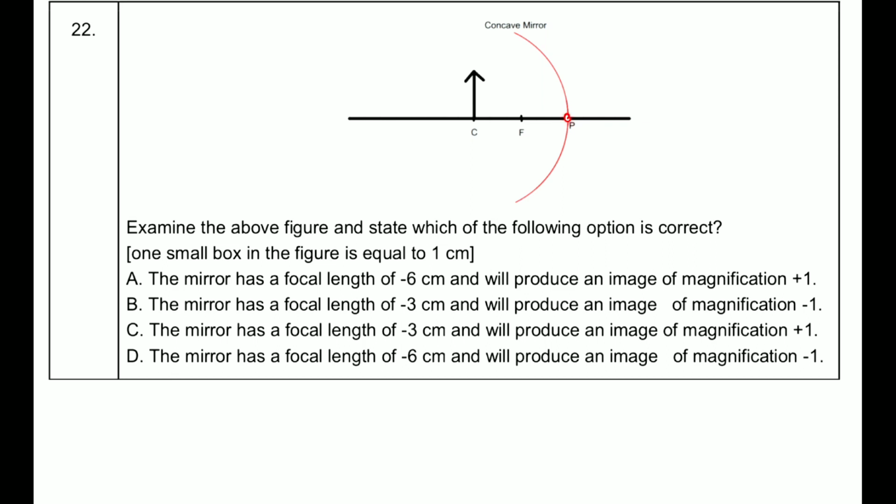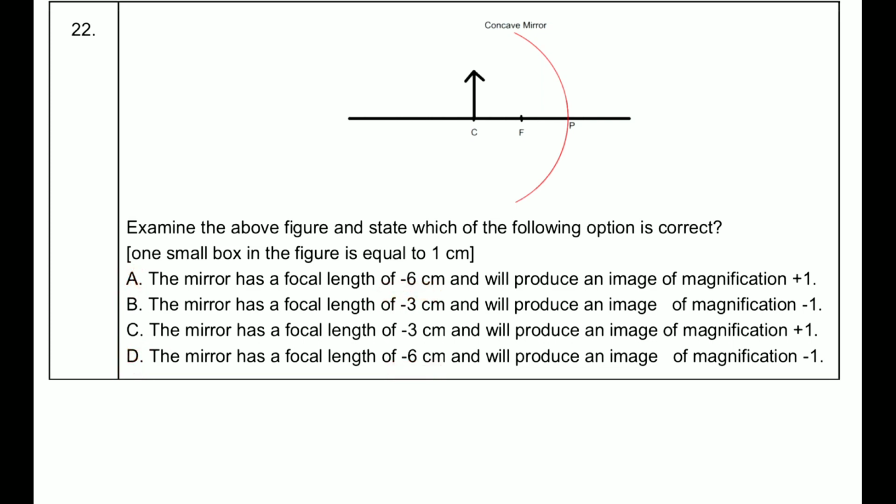Why is it negative? Because according to our sign convention, all of our measurements are from the pole, right? So from the pole, if you want to measure the focal length, you have to go in the left direction, right? Whenever we go in the left direction, according to our sign convention, it is taken to be negative. So this is actually -3 centimeter. If your focal length is -3 centimeter, then option A, which is telling you 6 centimeter, and option D, which is also telling you 6 centimeter, are automatically wrong. So we will not look at option A and option D.